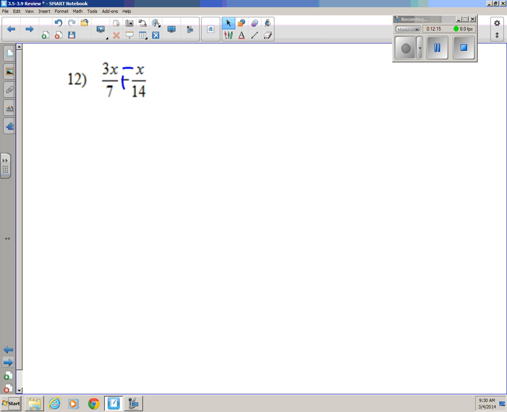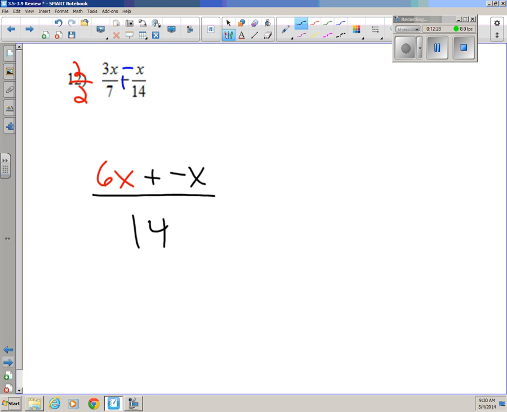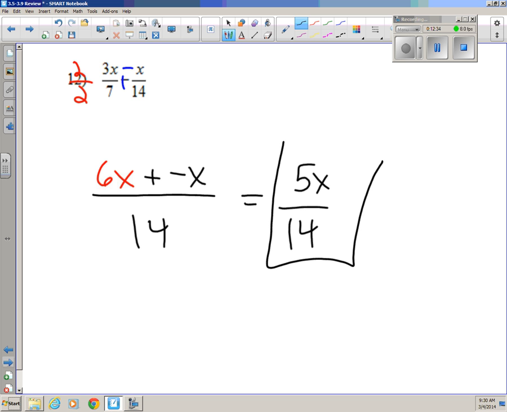The common denominator here, hopefully you realize, is 14x, which means this first fraction has to be multiplied by 2 and 2, or 6x. This second fraction doesn't have to be multiplied by anything. Well, 6x minus x is 5x. I've got two monomials. Nothing divides evenly into 5 or 14. You're done.